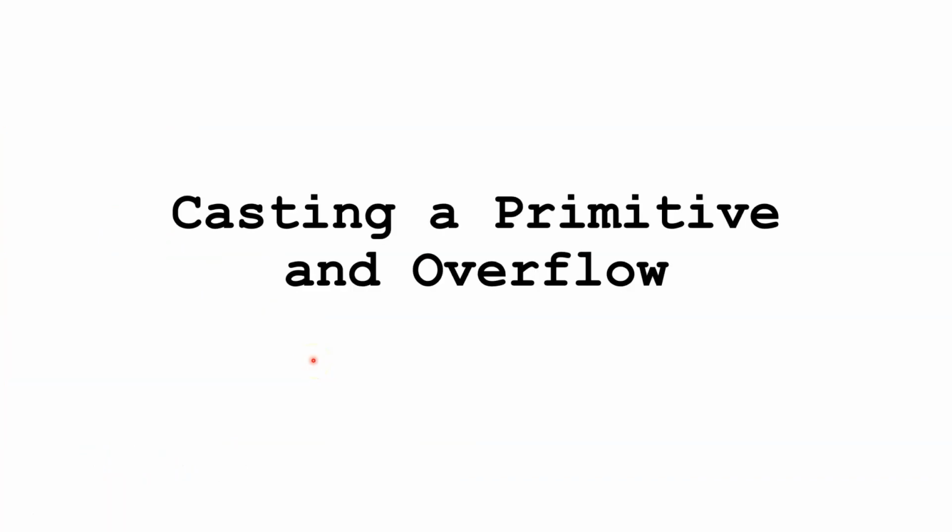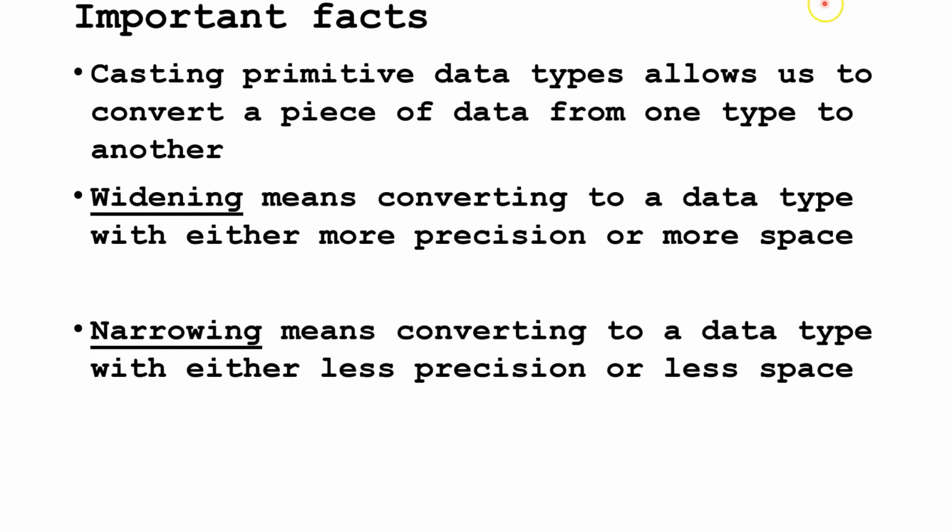In this Java tutorial, we are going to learn about two things. The first is how to cast a primitive value, and the second is overflow. Some important facts to know. First, casting primitive data types allows us to convert a piece of data from one primitive type to another. Widening means converting to a data type with either more precision, as in more decimal places, or more space, as in larger or smaller values. Narrowing means converting to a data type with either less precision or less space.